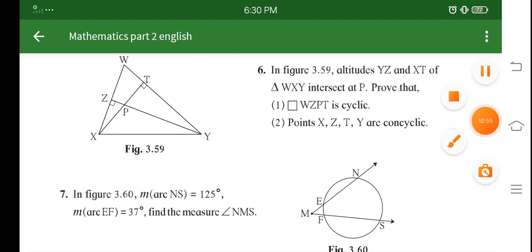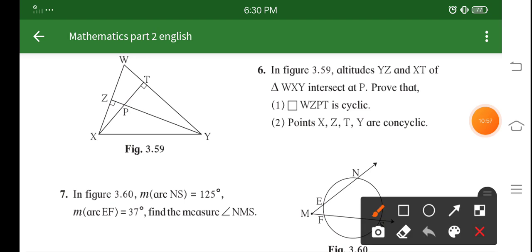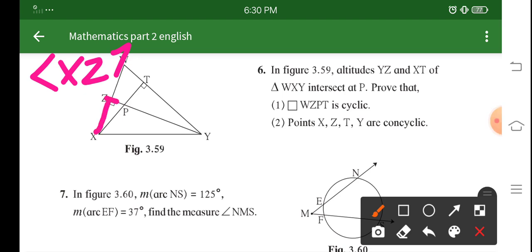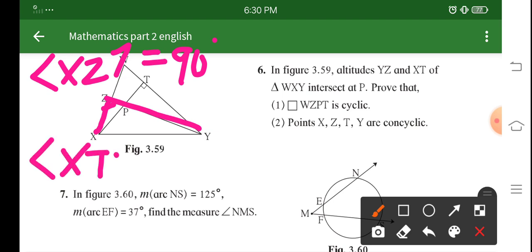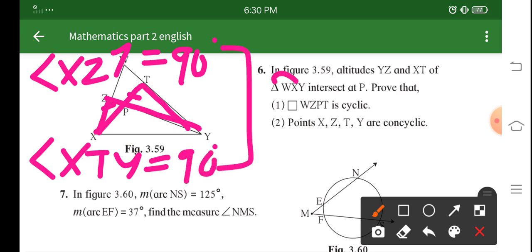How can you write it down? You'll have to write over there angle xzy. Write this z, so x, z and this y, this angle, right? This is 90. Similarly, you have your angle xty, right, xty. Both angles are 90. So the reason is given, because it is given as altitudes, so this is given, right.